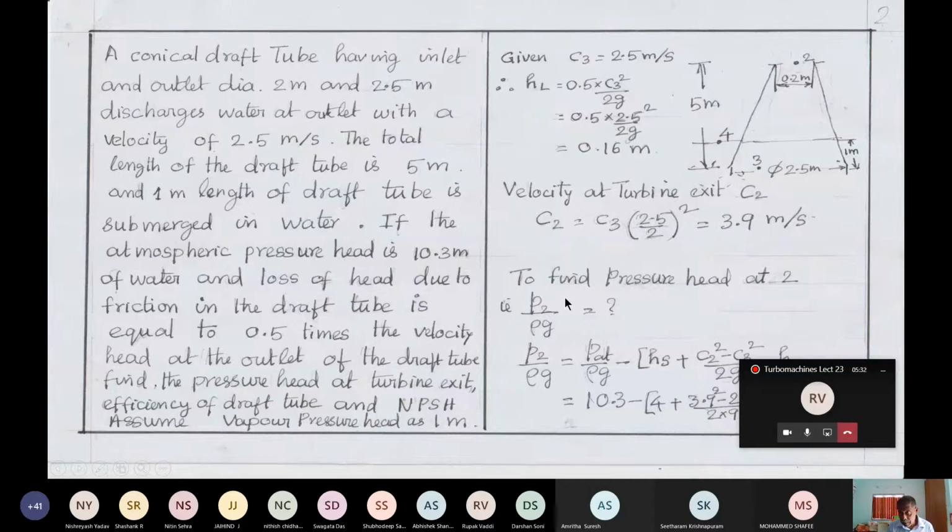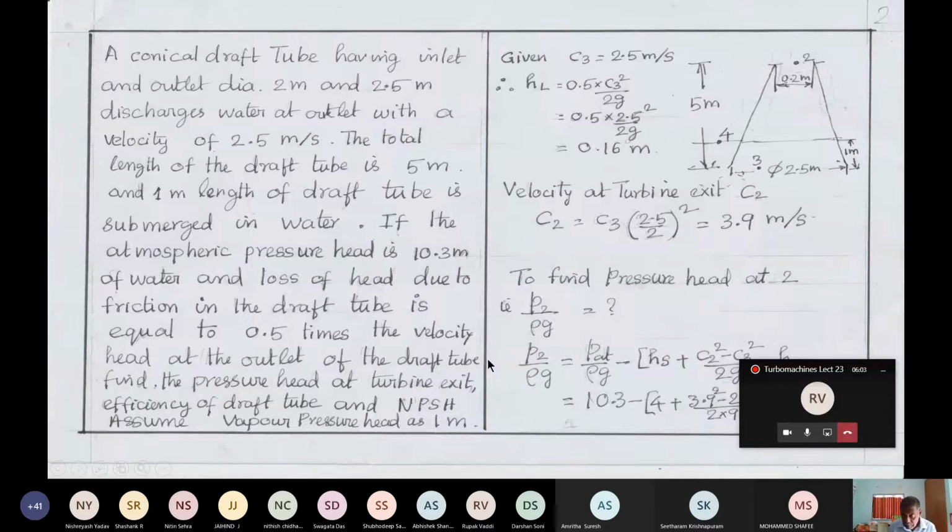Now to find the pressure head at 2, we know that the pressure at 2 is negative. If at all there is a small crack or hole here, atmospheric air will enter in and the function of the draft tube will be totally lost. This has to be always filled with water. There should not be air here. Okay, the pressure in this region is below atmospheric pressure.